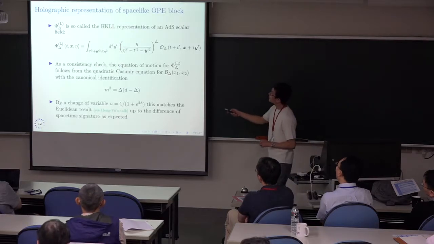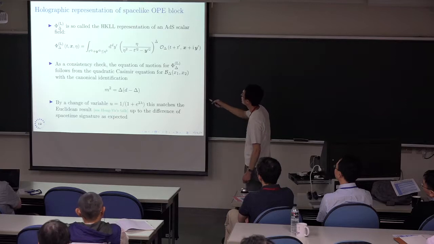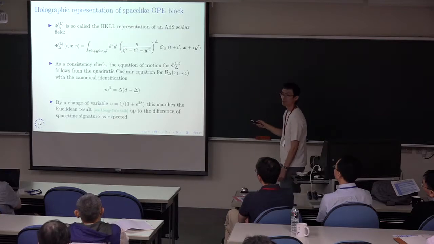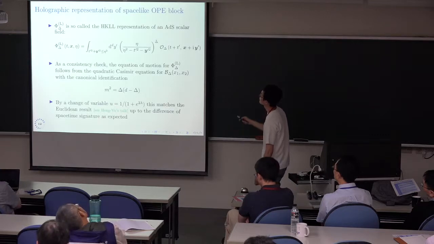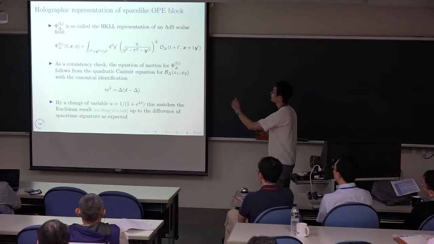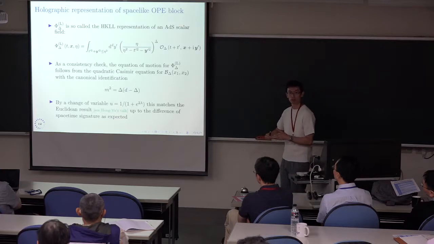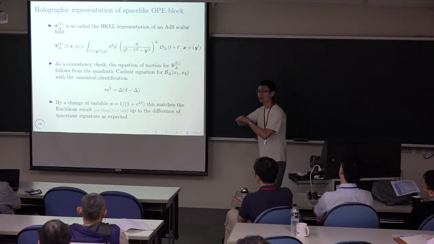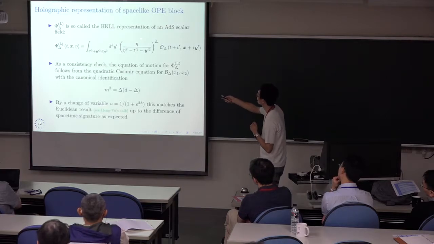And the field I defined here is nothing but the so-called HKLL field of an AdS scalar, whose form is given here. Basically, you have a propagator from boundary to bulk, but in Lorentzian signature you need to have some Wick rotation. You first prepare your state in Lorentzian signature and connect to the Lorentzian signature. This is what the HKLL representation tells us.